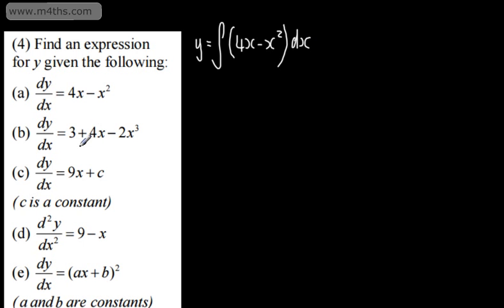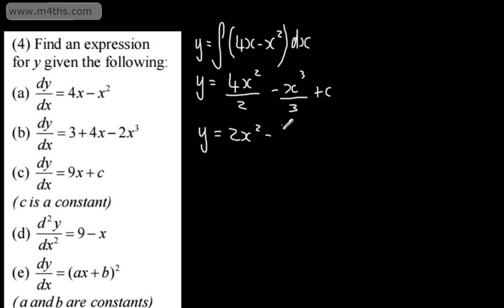These ones are probably easier than the last ones, but again, we're just looking at different notation. So y will be equal to, we raise by a power and divide by the new power, and add c. So y is going to be equal to 2x squared minus 1/3 x cubed plus c. Again, if you want to check that that holds true, differentiate this function right here, and you should now get the derivative dy by dx. So differentiating both sides of that equation with respect to x will give you that.